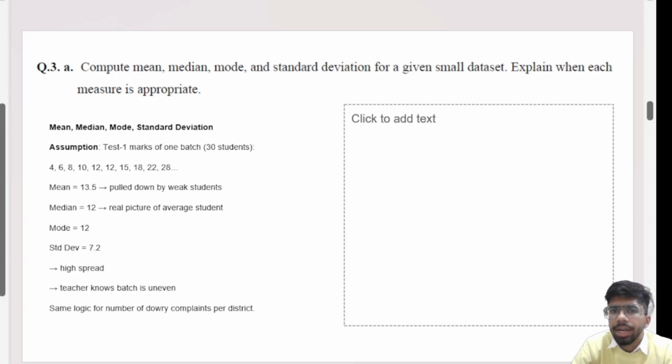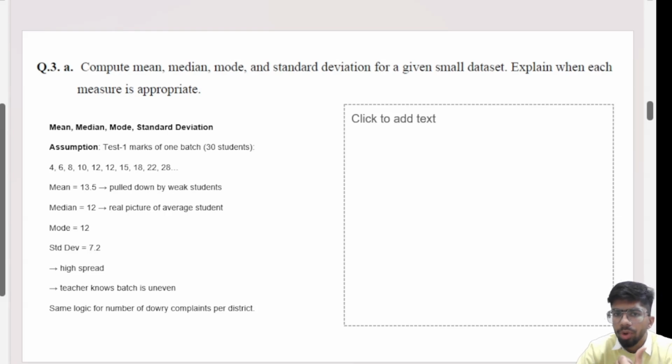A high standard deviation indicates high spread in the marks. This means there is a large difference between the high performers and low performers. So the teachers immediately know that the batch performance is uneven. Some students are doing very well, while others are struggling. Finally, I have mentioned on the slide that the same logic applies to the number of dowry complaints per district or any real-world datasets where values vary significantly.